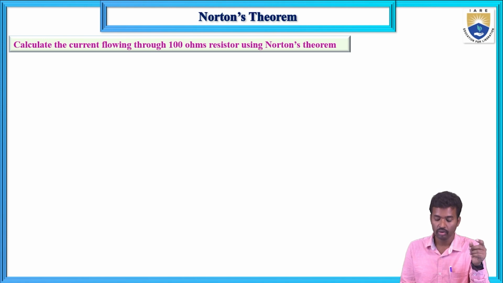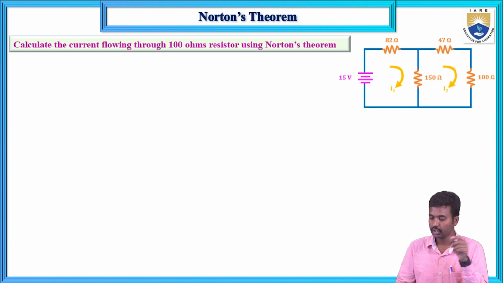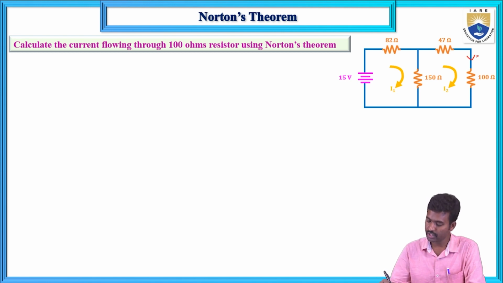verified. Now here, first determine the current flowing through the 100 ohms resistor using Norton's theorem. This problem we solved in the Thevenin's theorem. This current equals 0.48048 milliamps, which we verified also in the Thevenin's theorem with mesh analysis. But here we are calculating using Norton's theorem.